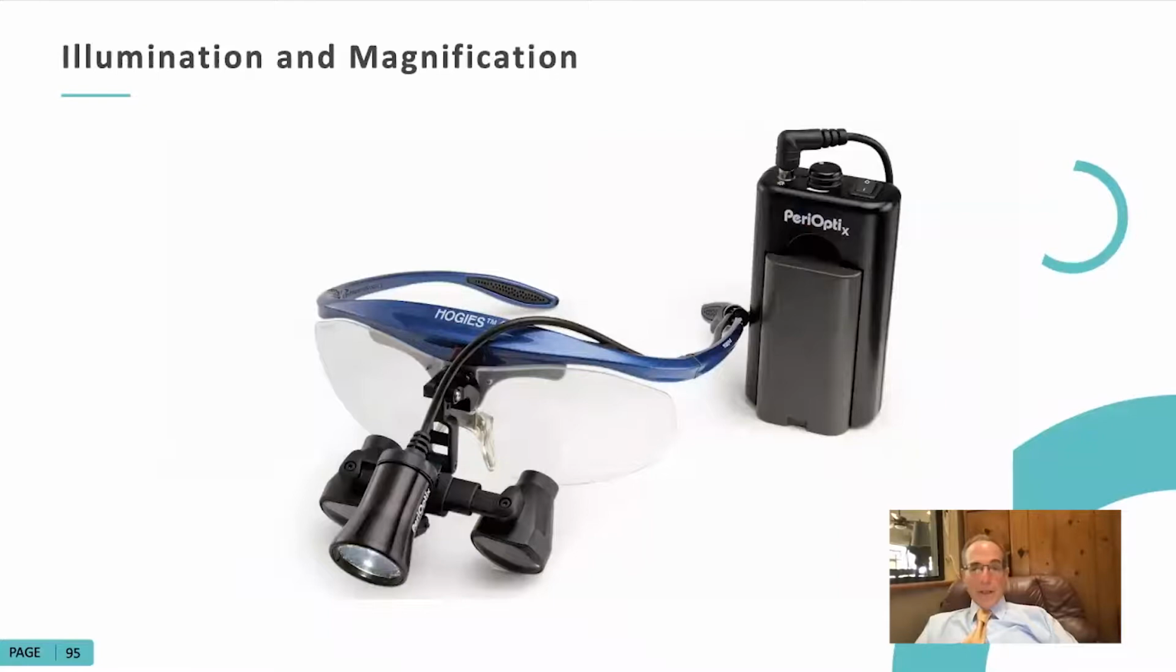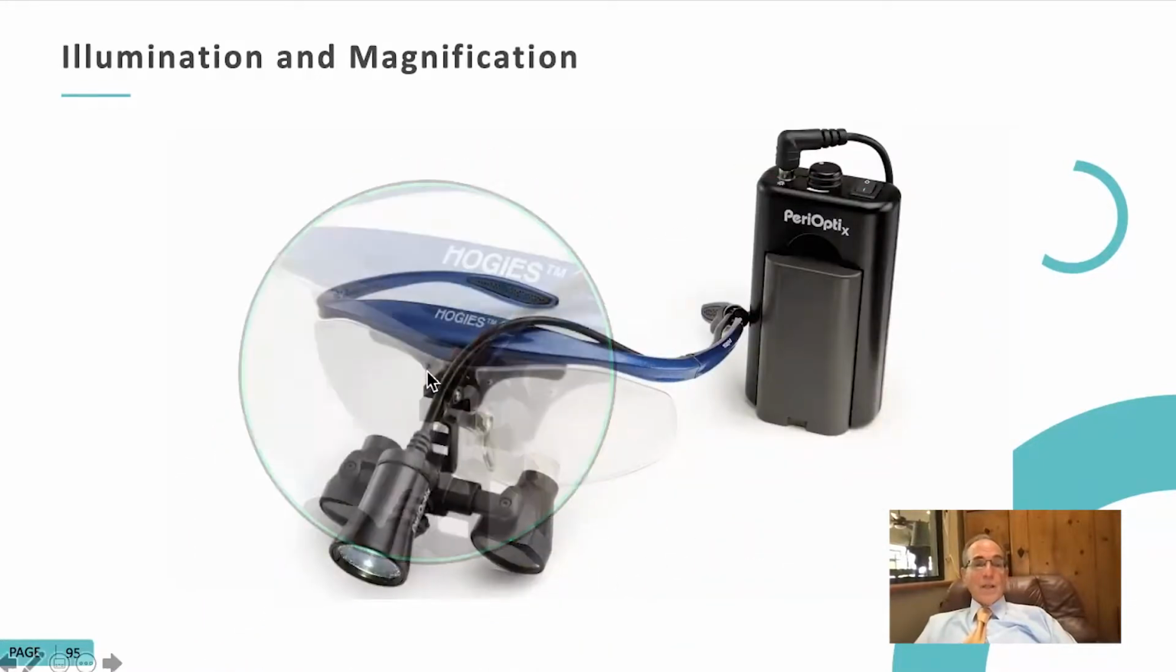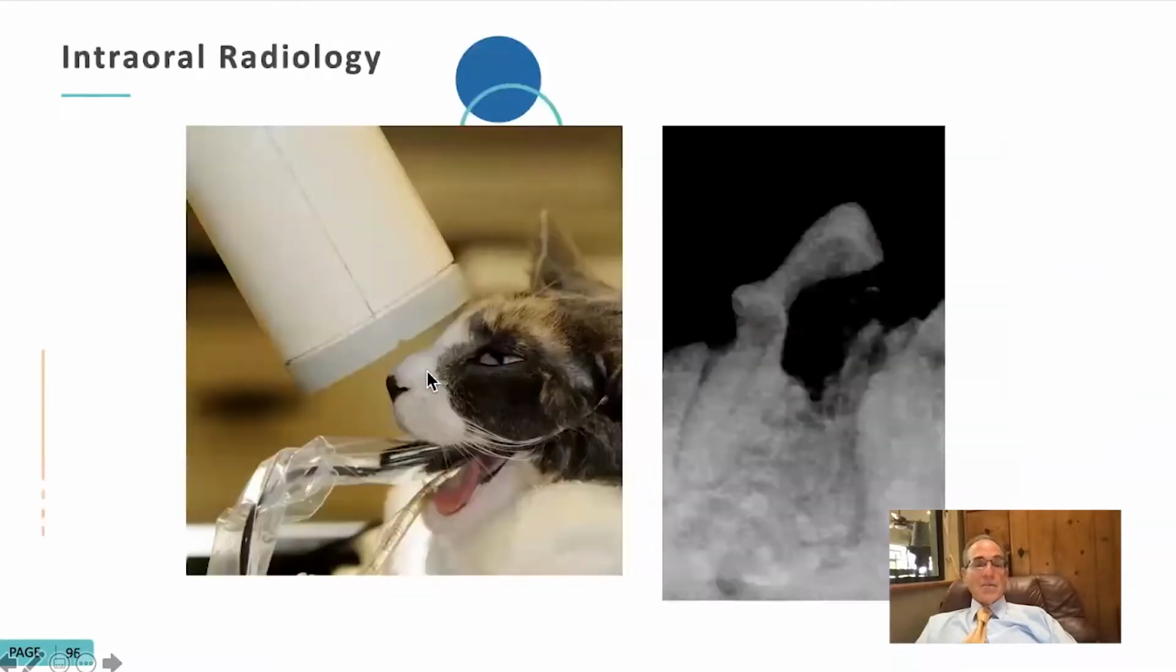Illumination is also really important. I like the Perioptics. My dental resident, Dr. McMorrin, likes the Surgitel loops, but they help with magnification and also make sure you get illumination. It really makes it easier to see these small teeth.